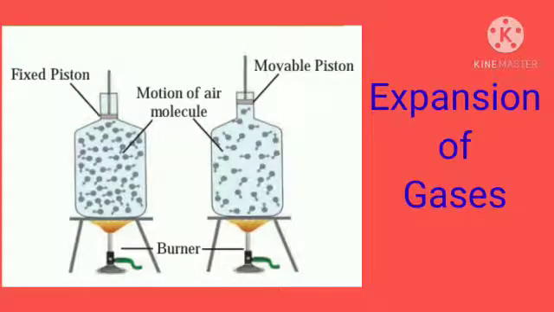Expansion of gases. A gas does not even have a fixed volume. A gas expands on heating. But if the gas is kept in a closed box, its volume cannot increase, but its pressure increases. You can also observe in this figure there are two bottles. In the left side bottle there is a fixed piston, and in the right side bottle you observe a movable piston, because after the heating of the gas its pressure increases. So the piston is movable, you can see that.